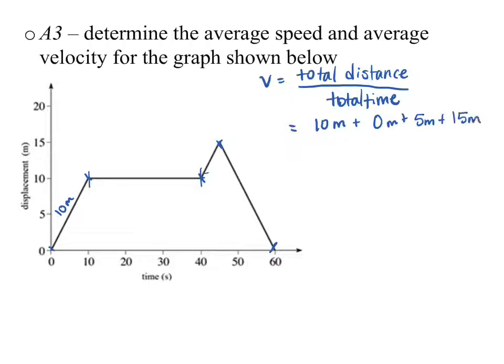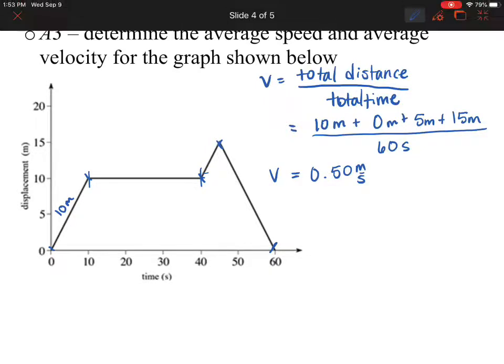And since we don't care about direction, that's not going to really do much for us. And that's happening over a total time of 60 seconds. So if we calculate that, we should get that our speed is equal to 0.50 meters per second. Okay, and that is the average speed. Does that mean that at any point along its journey it's actually going 0.50 meters per second? No, it just means that's its average over this entire motion.